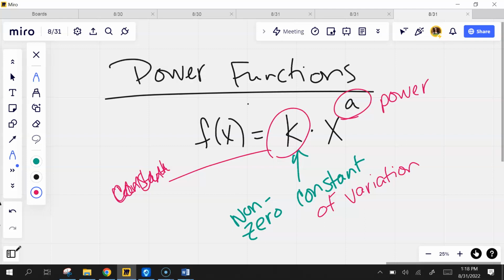Just x. It's an equation that we would graph. Sometimes this is called a constant of proportion.